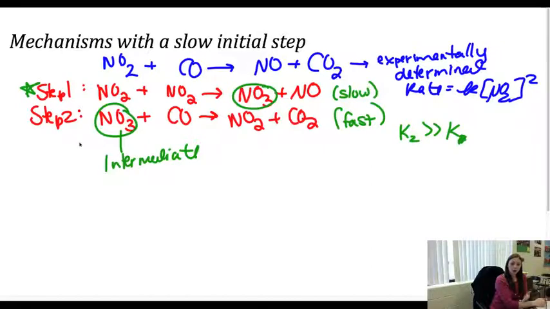Since it's bimolecular, I have 2 NO2s here. That's how I get this rate law, because I would have my rate equal to my constant times NO2 squared, because there are 2 NO2s. It's bimolecular. Okay, so let's look at the next reaction here.